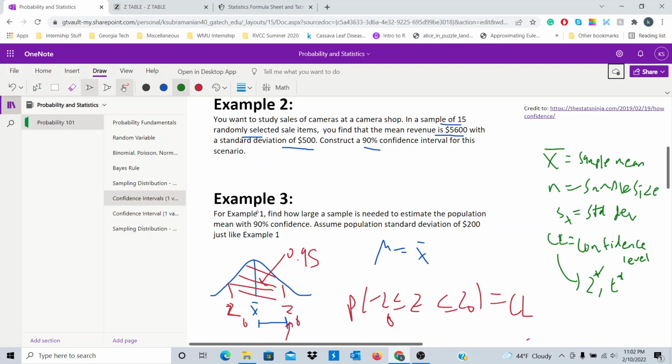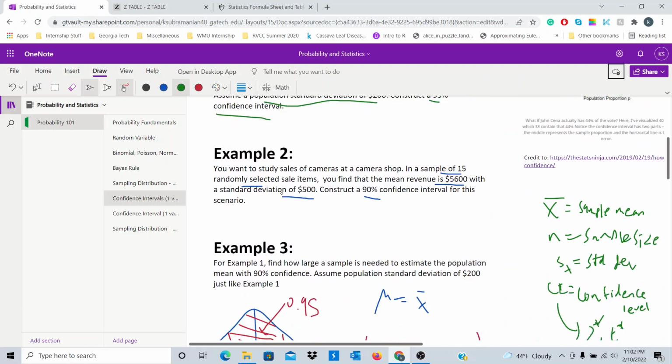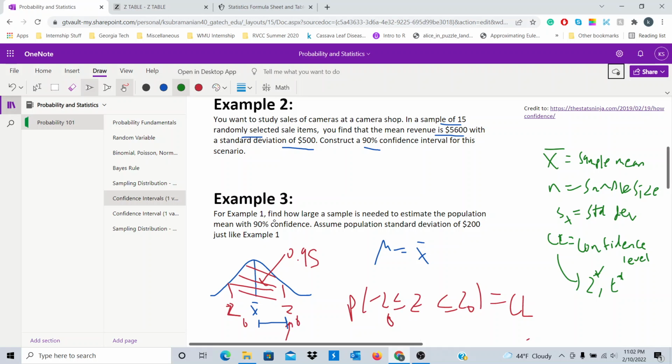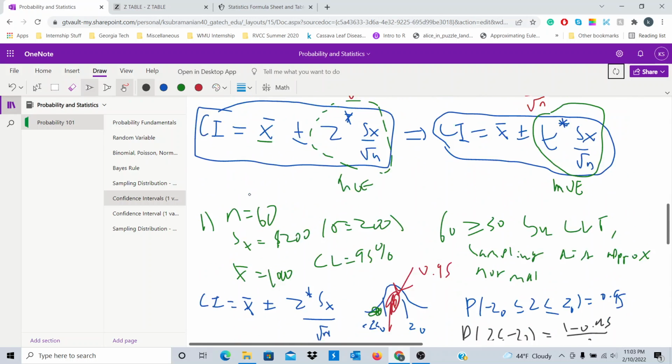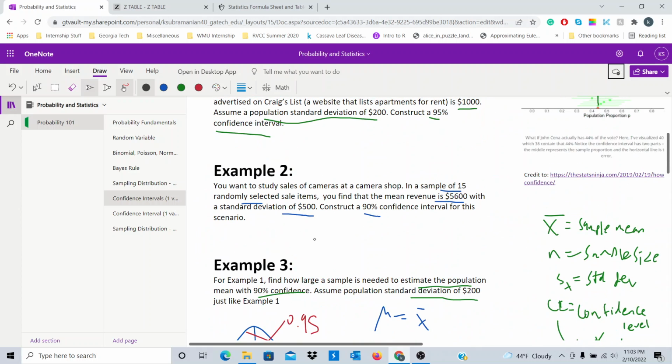Final example I want to touch on is example 3. So we're going to revisit example 1 where we're studying Craigslist rents, and we want to answer a different question. How large of a sample is needed to estimate the population mean with 90% confidence? And we're assuming the population standard deviation of $200, just like example 1. So what do I mean by this? We want to estimate the population mean rent with 90% confidence.